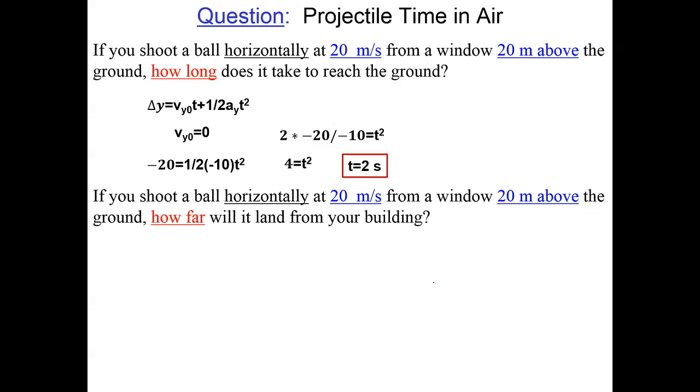Now we want to know the range. How far did the ball go? Well, it is traveling 20 meters per second for 2 seconds, so we can find that pretty easily. So we'll plug in our general kinematic equation, but acceleration in the x direction is 0, so that means delta x is just the initial velocity in the x direction times time. That initial velocity is 20 meters per second times 2 seconds, so that gives us our 40 meters.